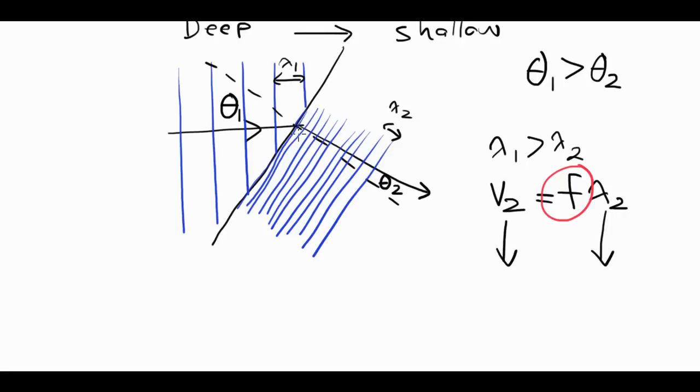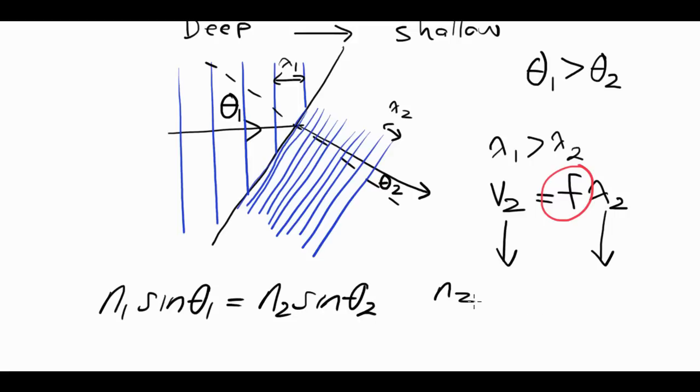Now you may well be expected to work out what these angles are or work out what the wavelengths are, and that can be done reasonably easily. We go back to Snell's law, which states that N1 sine theta 1 is equal to N2 sine theta 2. And we also know that from the formula sheet, N2 over N1 is equal to V1 over V2, which is equal to lambda 1 divided by lambda 2.